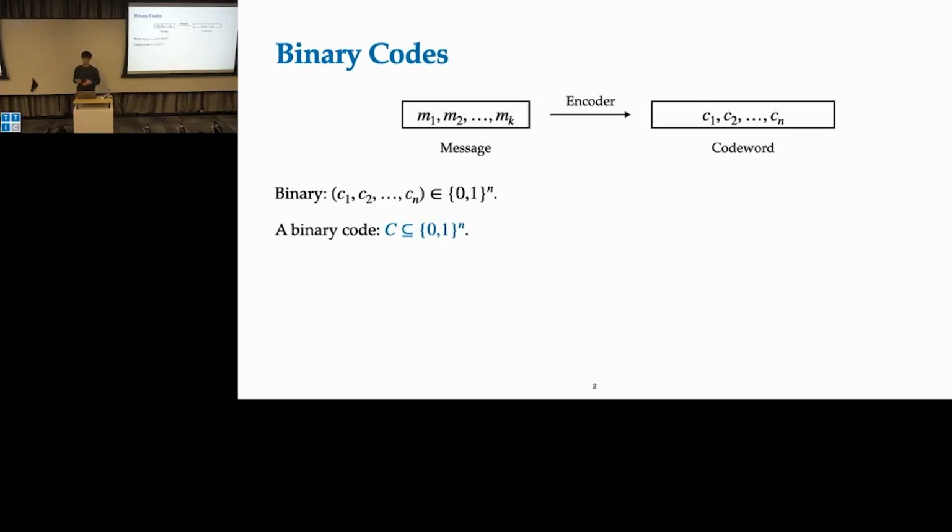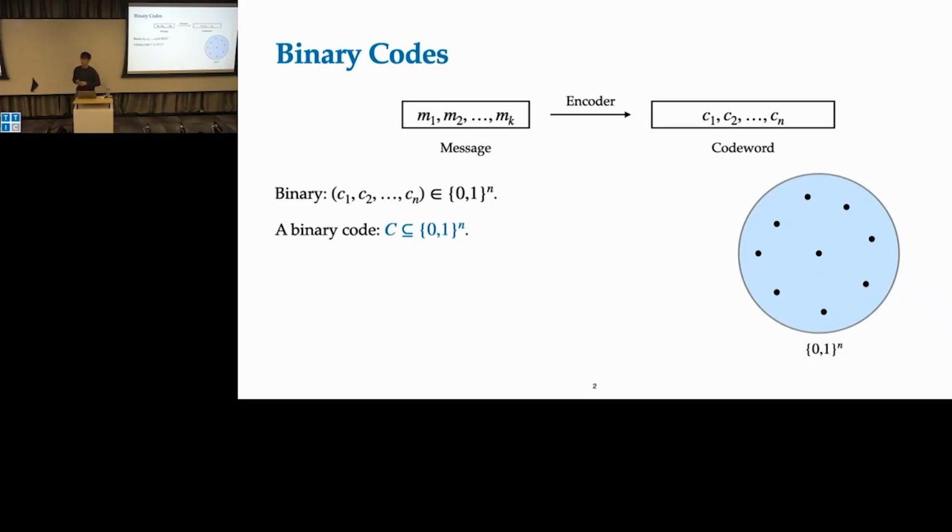Often we view a binary code as just a subset of vectors in {0, 1}^n. So we have a space {0, 1}^n, I'm just drawing a circle here, and then we're picking a few vectors in this space. And these vectors constitute our binary code.